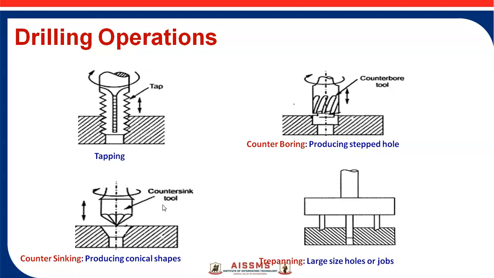Next is trepanning, which is one of the popular processes. It is the process of making larger holes by removing the metal along the circumference of the surface. This uses a tool with multi-point hollow shapes along the circumference of the hole, and this process makes larger size holes.